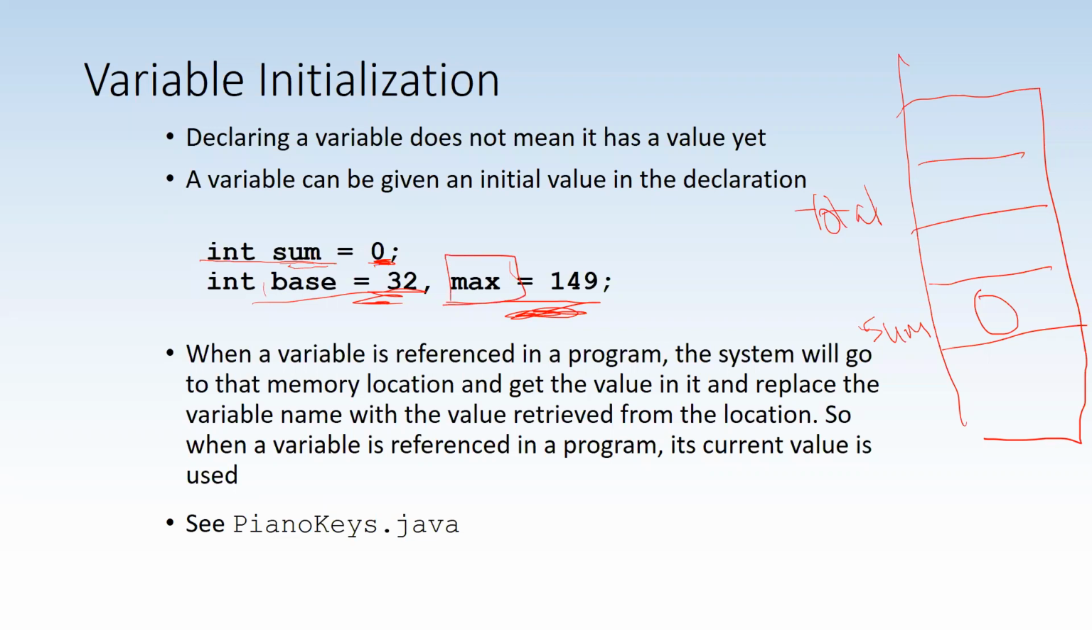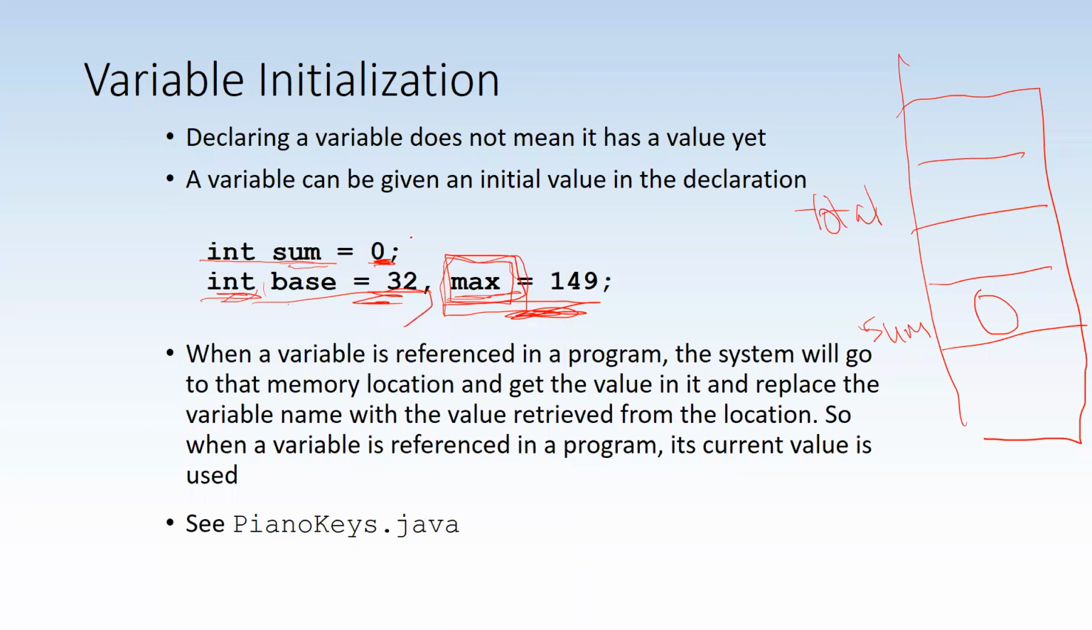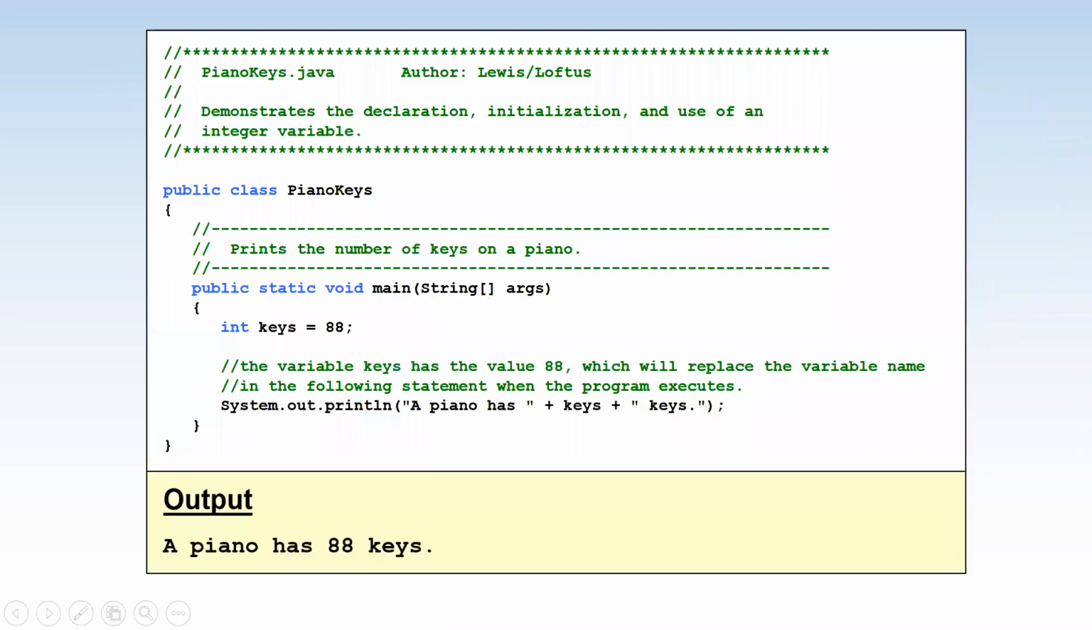What's the data type? Int. How do you know it's int? It's on the same line as base. Yes, it's in the same line as base. And this is a comma, not a semicolon. So that means this is the same type. Remember that.